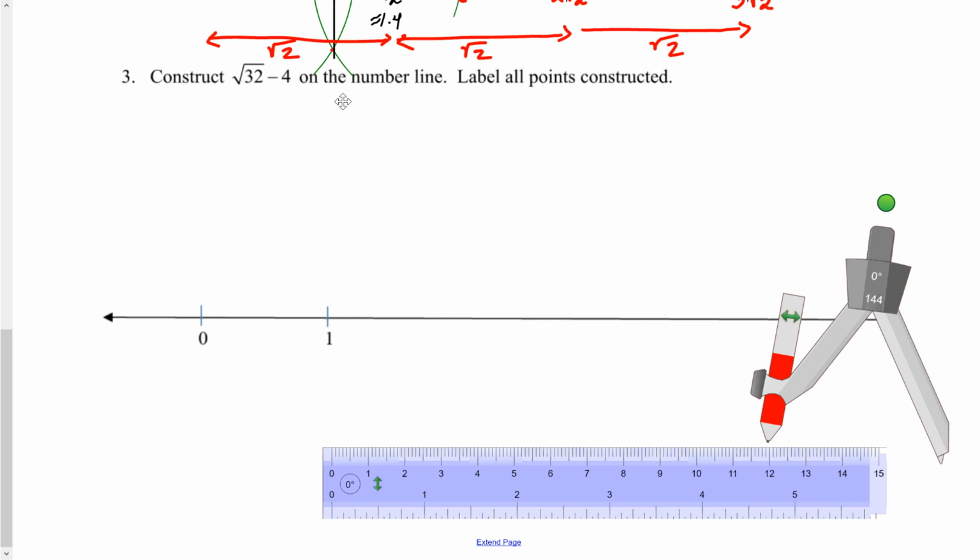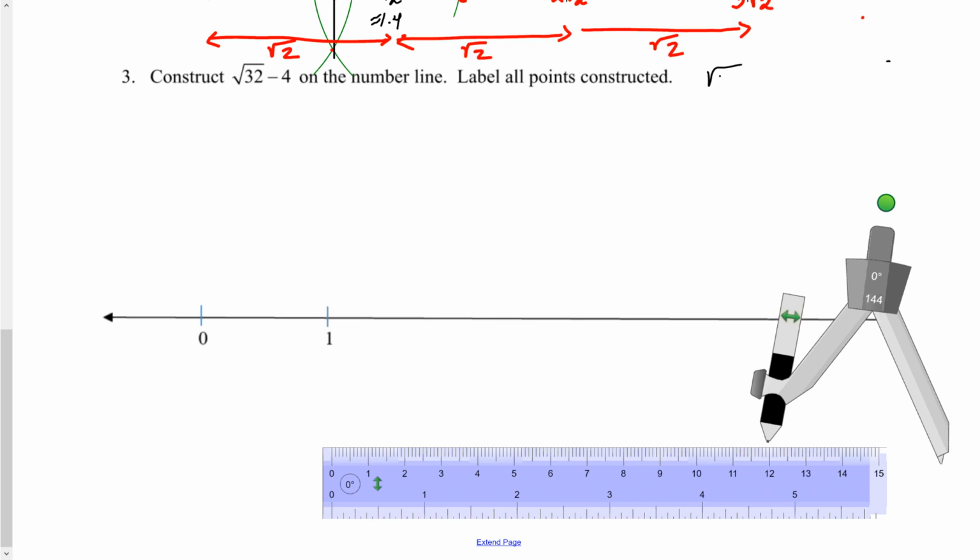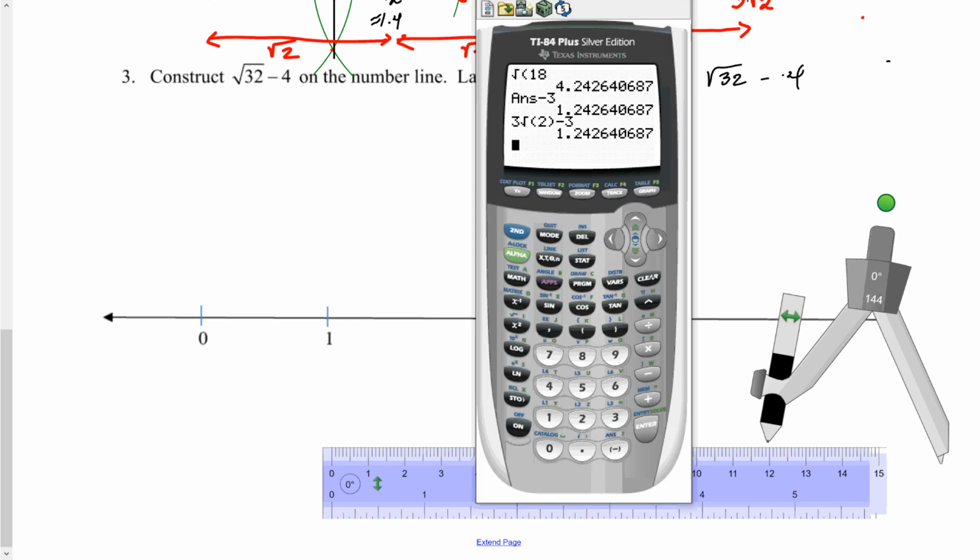Now the square root of 32 minus 4. Let's work with that here. What is that on the calculator? Well, the square root of 36 is 6, so the square root of 32 has got to be under 6, less than 6. So I estimate maybe 5.6, 5.7 or something like that.